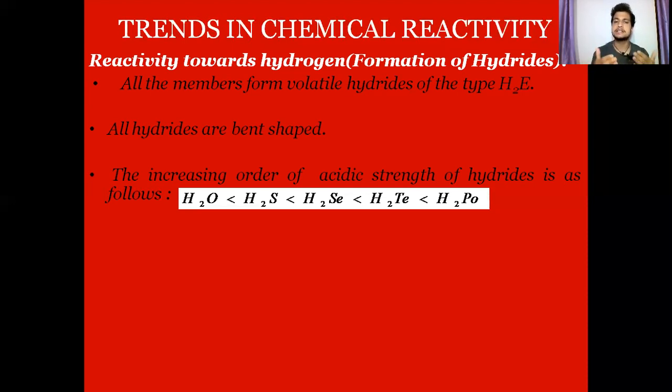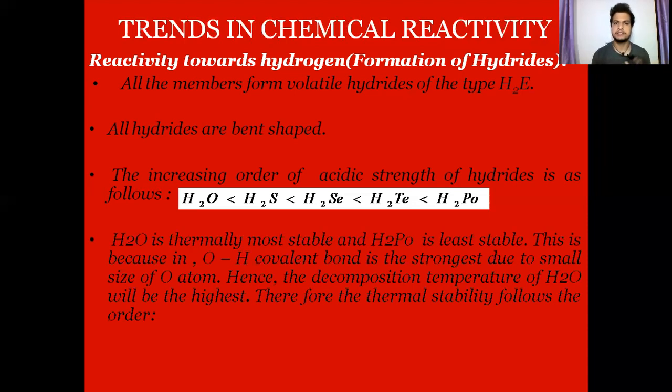Now, if a system is acidic, it must be able to give H plus very easily. So obviously, if the bond breaks easily, the H plus will be furnished very easily. As a result, the system will be more acidic. So if you compare over here, obviously H2O having a very short bond length will have a very high bond dissociation energy. As a result, it will be least acidic, whereas H2Po, being the biggest in size, obviously will have the longest bond length, so will have the least bond dissociation energy, so breaks very easily. So it will furnish H plus very easily, so will be the most acidic.